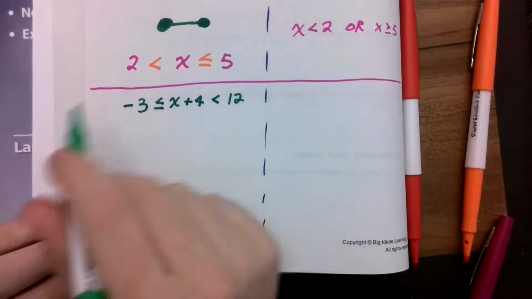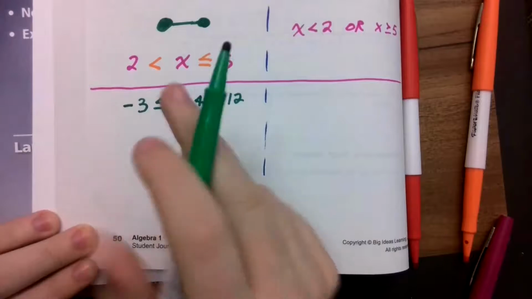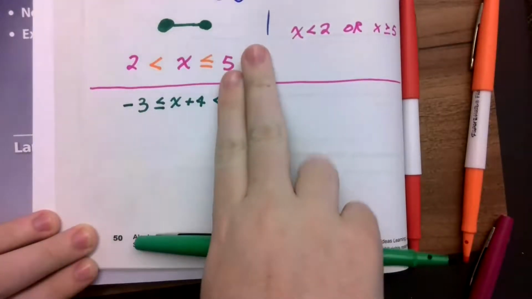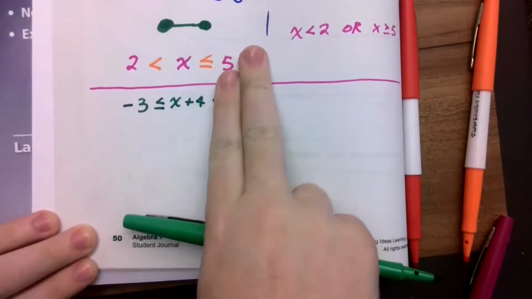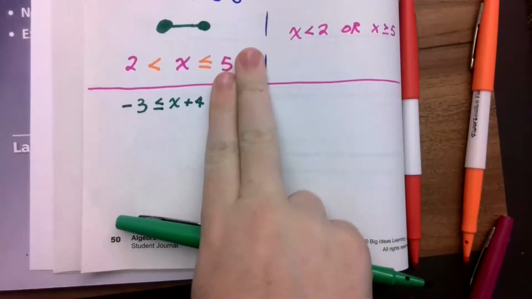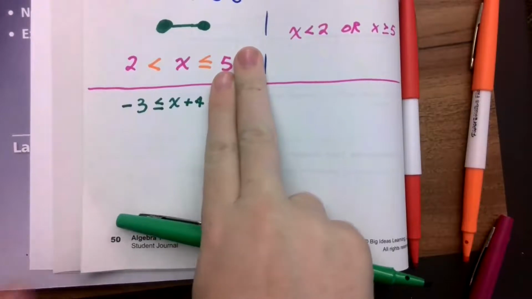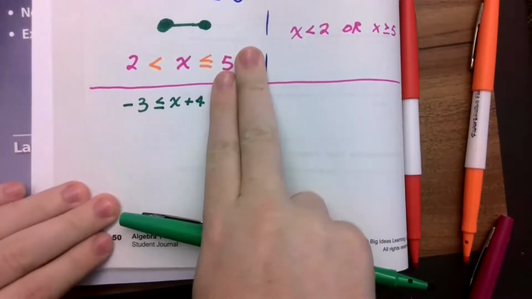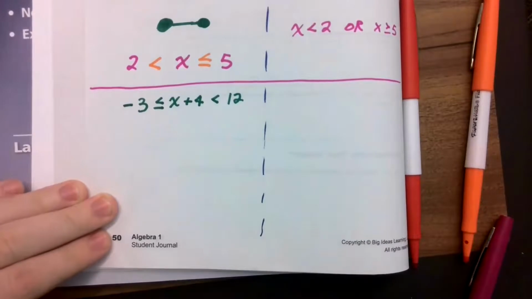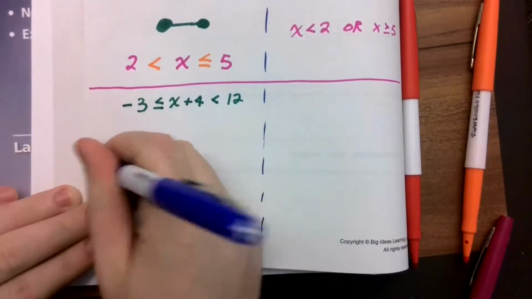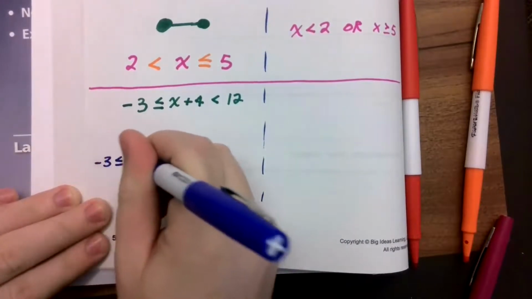To take apart an and inequality, I literally take my fingers and I put it over one of the inequality signs and whatever is on the other side of the inequality symbol. So I'm covering up less than 12. This right here is one of our inequalities. So we rewrite it. -3 is less than or equal to x plus 4.